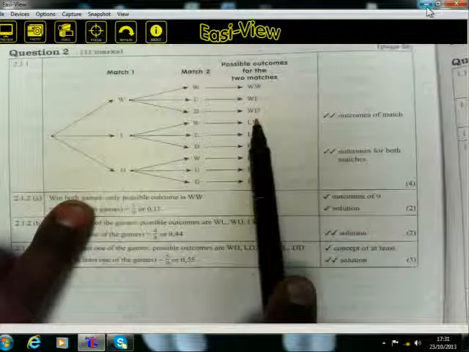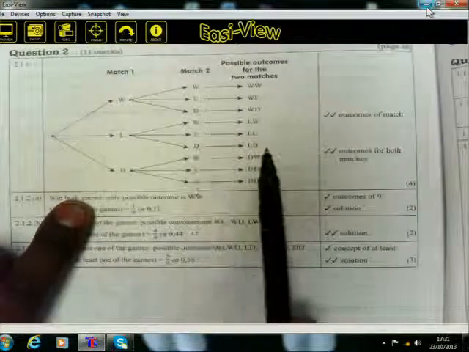Now let's check it. Do you see? It's win, win, WW. Win, lose, WL. Win, draw, WD. Lose, win, LW. Lose, lose, LL. Lose, draw, LD. And then draw, win, DW. Draw, lose, DL. Draw, draw, DD. That's the probability of that team to win.